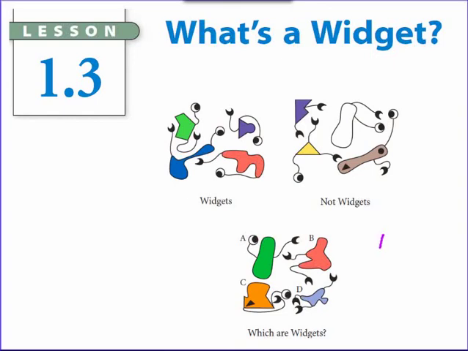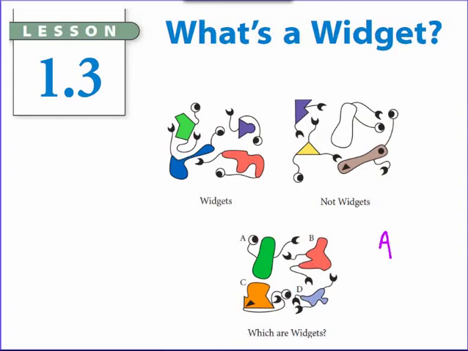Is there anything else that's a widget? No. B is not a widget. Okay, it's got the two arms, but notice it doesn't have the arm with the circle. C is not a widget. Why? Because it has something inside. Very good. And is D a widget? No. Okay, so A is a widget.